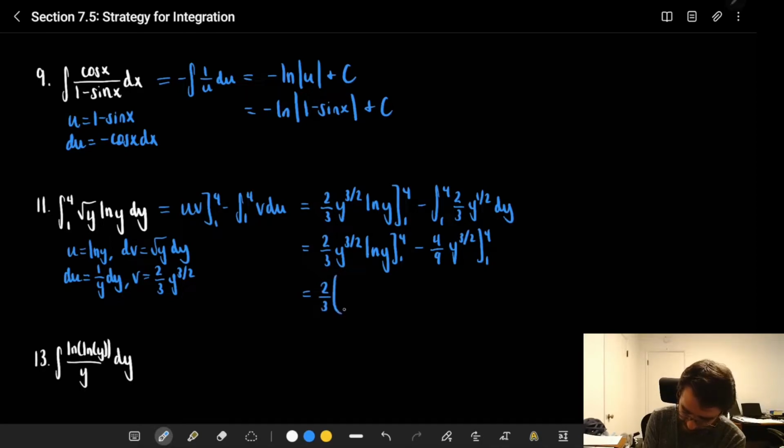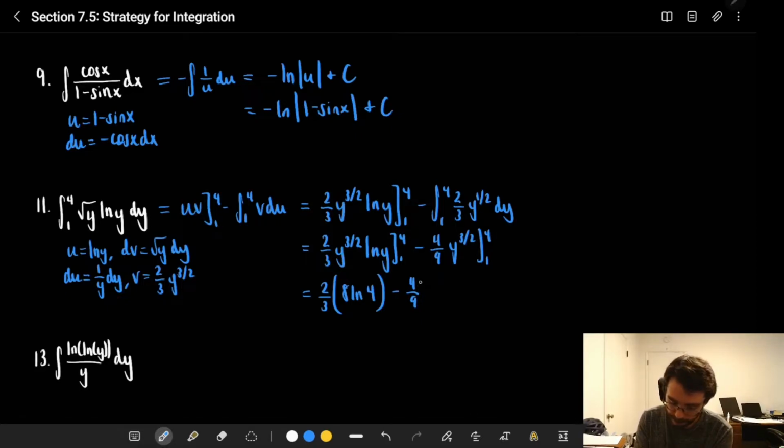2/3 times, okay, y to the 3/2. If I plug in 4, well, the 3/2 is to the 3rd power and then take a square root, or vice versa. Take a square root and then raise it to the 3rd power. Square root of 4 is 2. 2 cubed is 8. So that's 8 log 4. If I plug in 1, I get 0. So no worries there. Then this is minus 4/9.